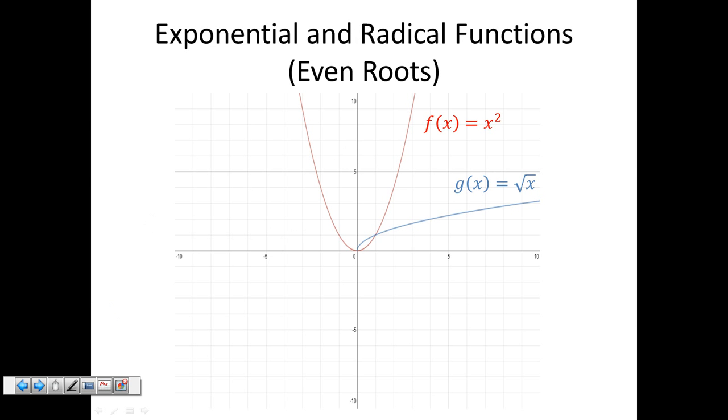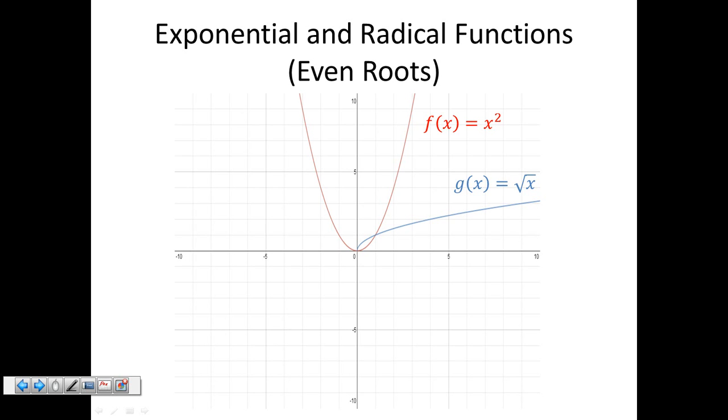Now, the reason we're looking at exponential functions as well as these radical functions is to point out that they are basically inverse functions. So that means that they are symmetric over the line y equals x. Now I want to point out something here. We see f of x equals x squared. We also see g of x equals the square root of x. Now these are inverse functions.